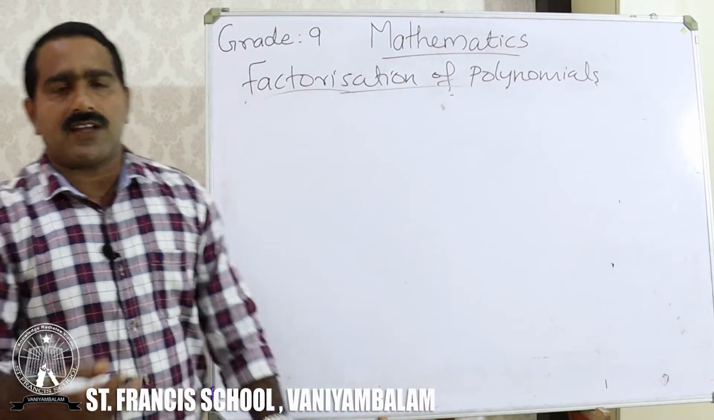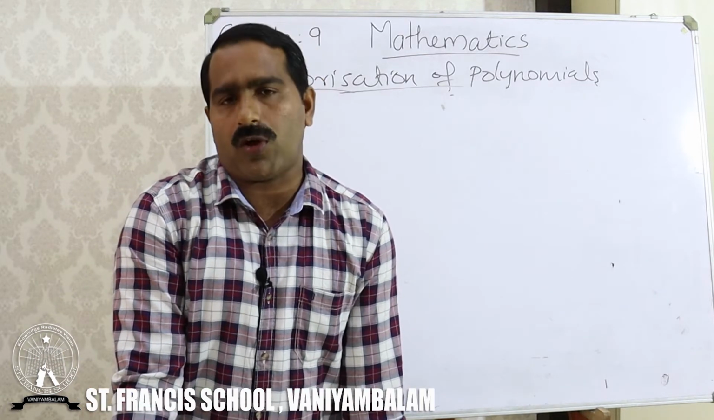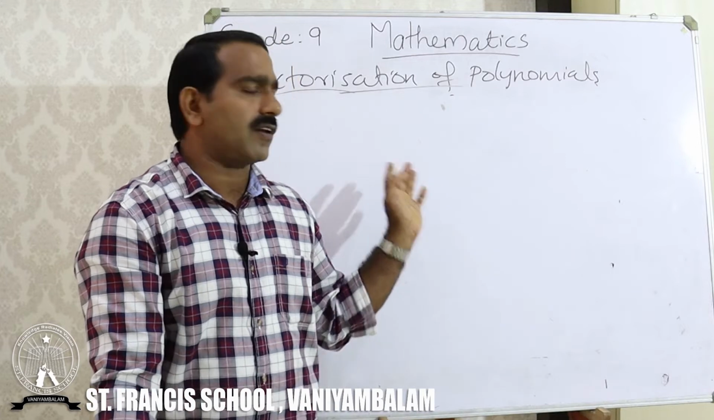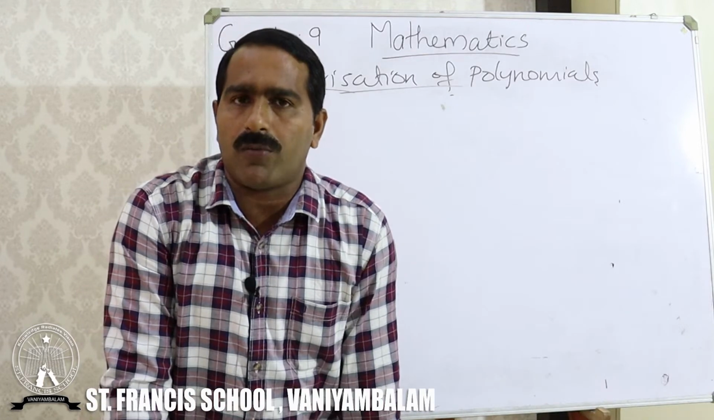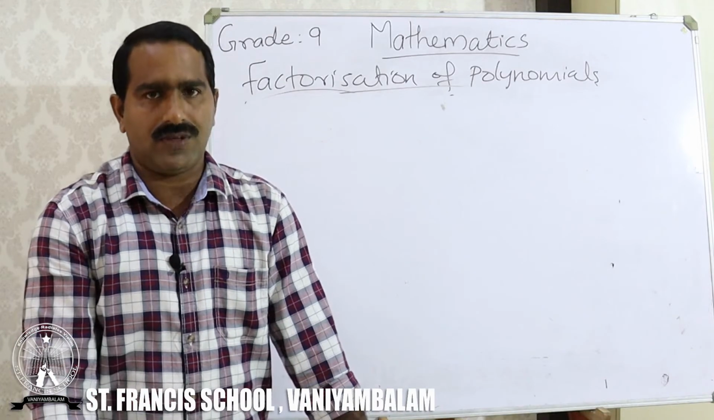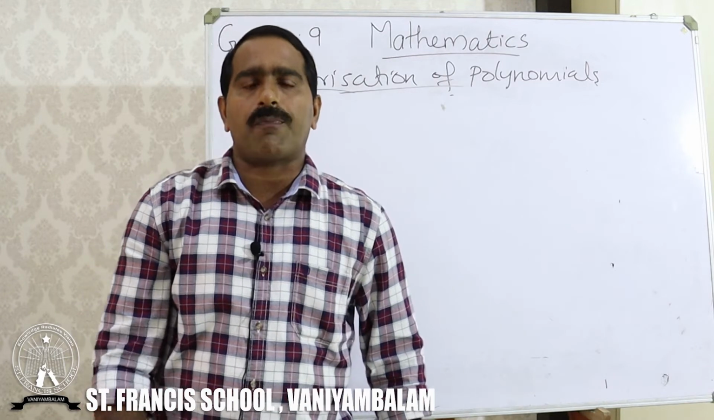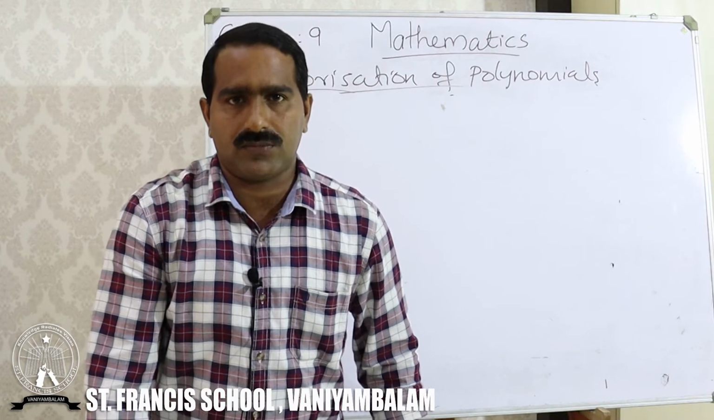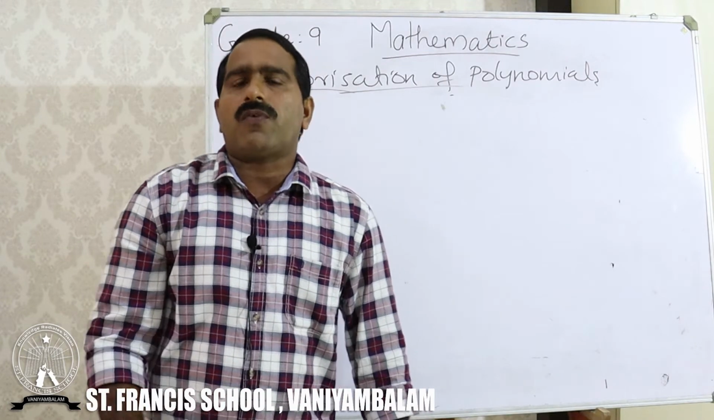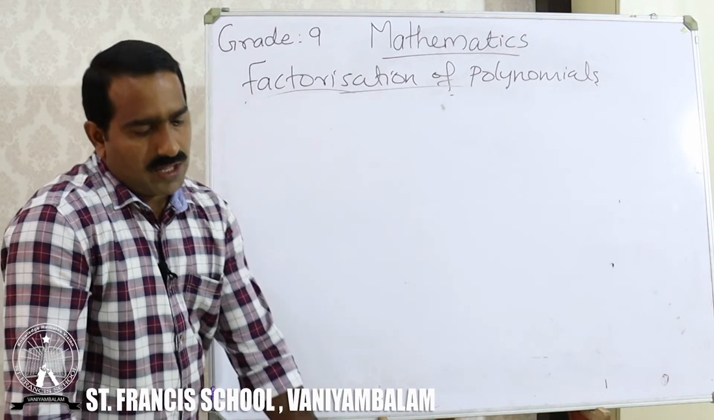Now let us consider factorizing cubic polynomials. How to factorize a cubic polynomial? We have seen factorization of quadratic polynomials. Now let us consider factorizing cubic polynomials. Here, the splitting method will not be appropriate to start with. So we need to find at least one factor first. Let us see one example.